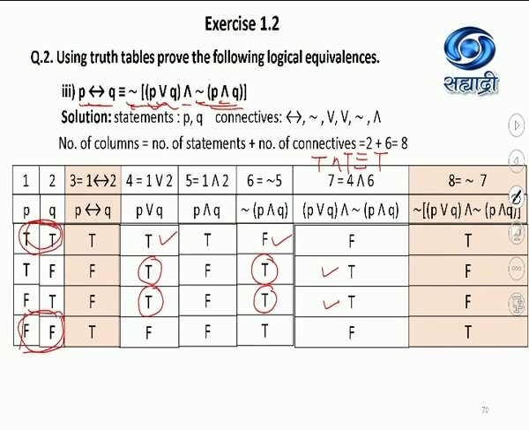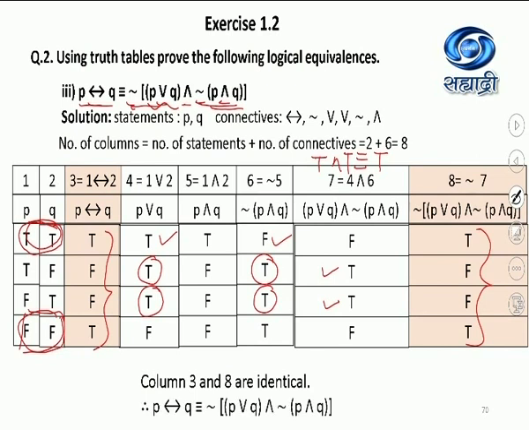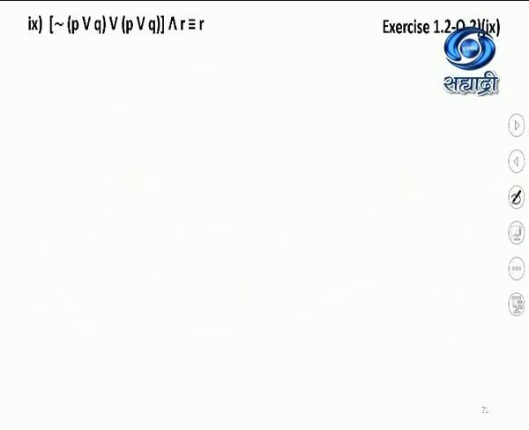You can see in column 3 and 8 we have exactly the same identical truth values. TFFT, in the same sequence we have TFFT. Hence we can mention the reason: because column 3 and 8 are identical, the given equivalence is proved. Okay. Now we move over to the next example.